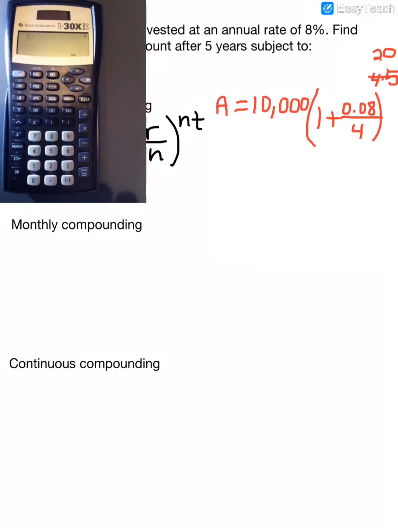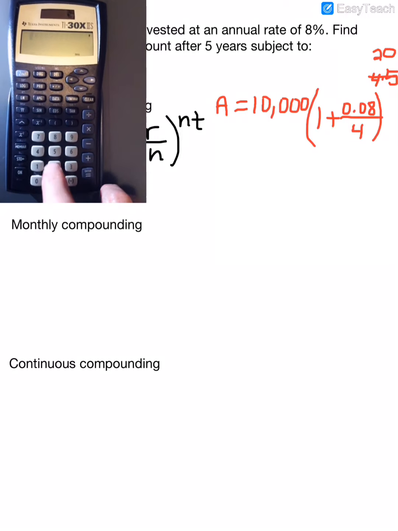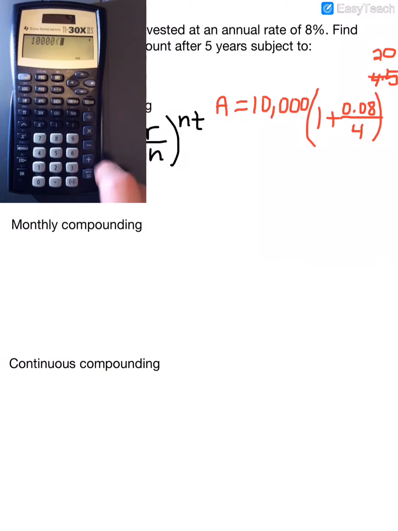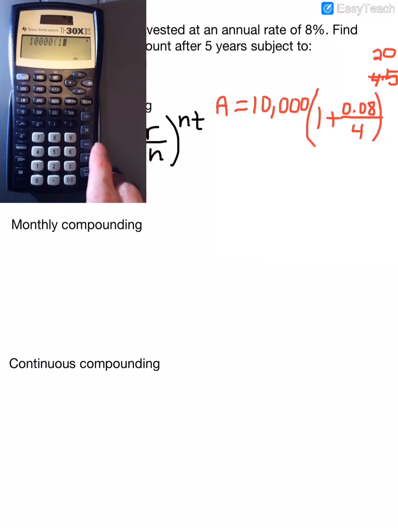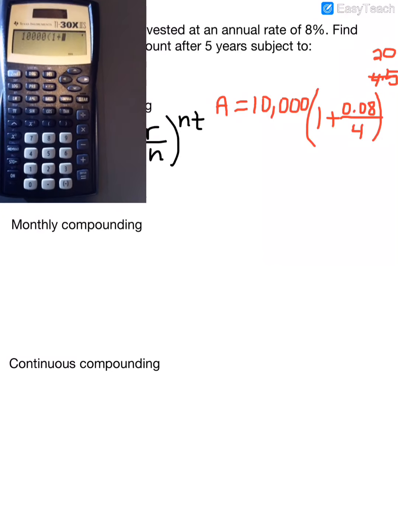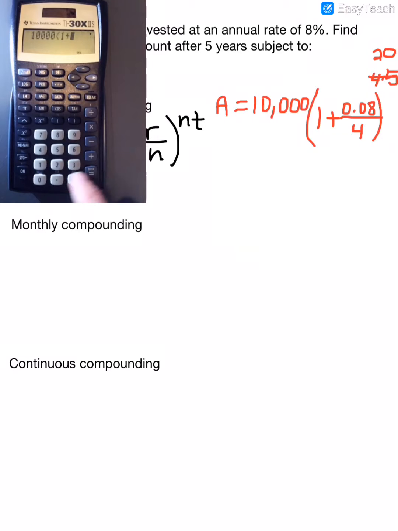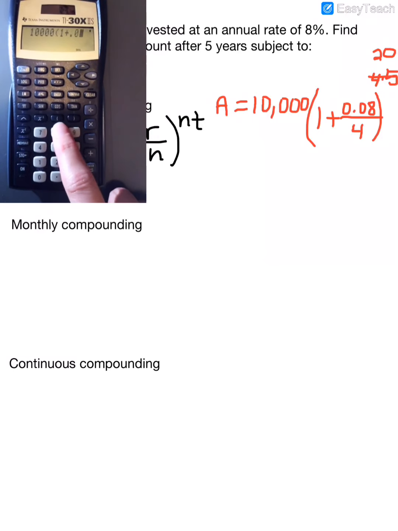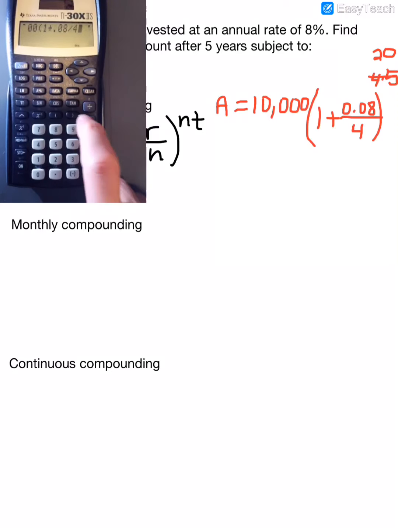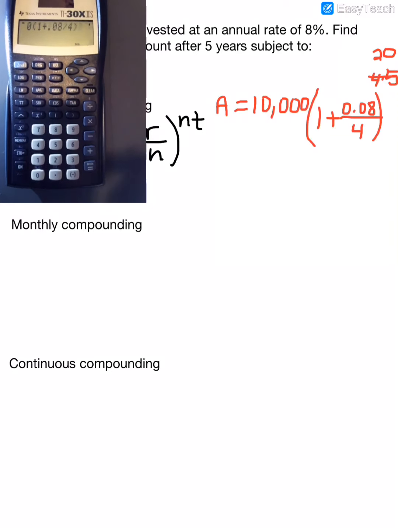Okay, so now I'm going to show you what it looks like in the TI-30 XIIS. Again, we put in 10,000. Then we open our parentheses, 1 plus, okay, so we don't have a fraction key in this calculator, so we just have to put it in with the division bar. So it's going to be 0.08 divided by 4. And then we close our parentheses.